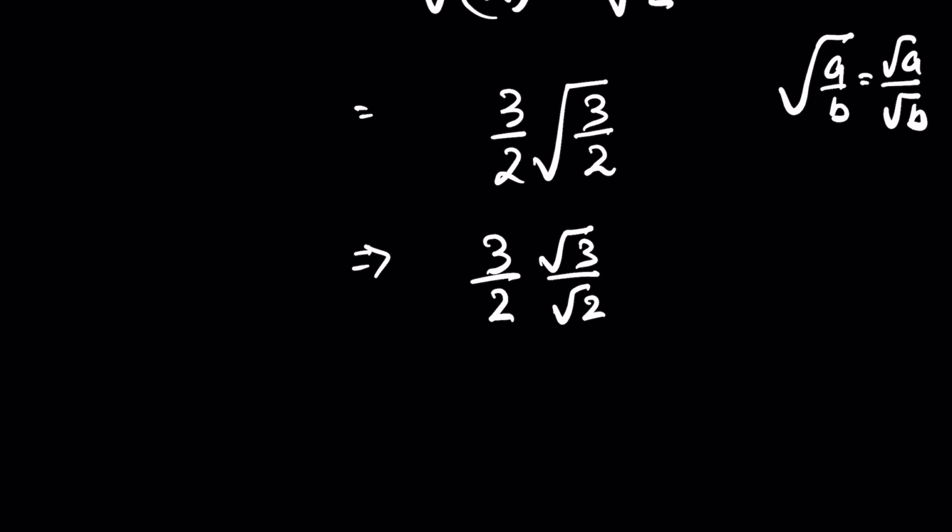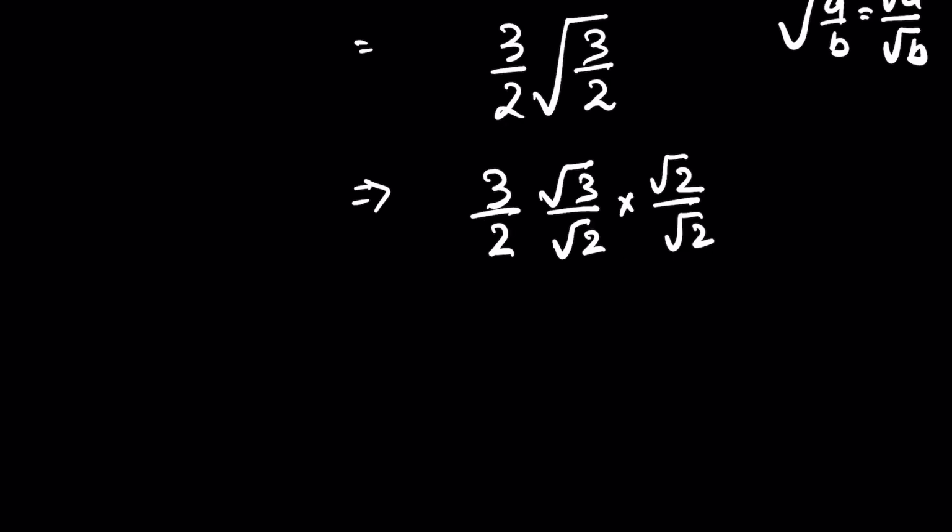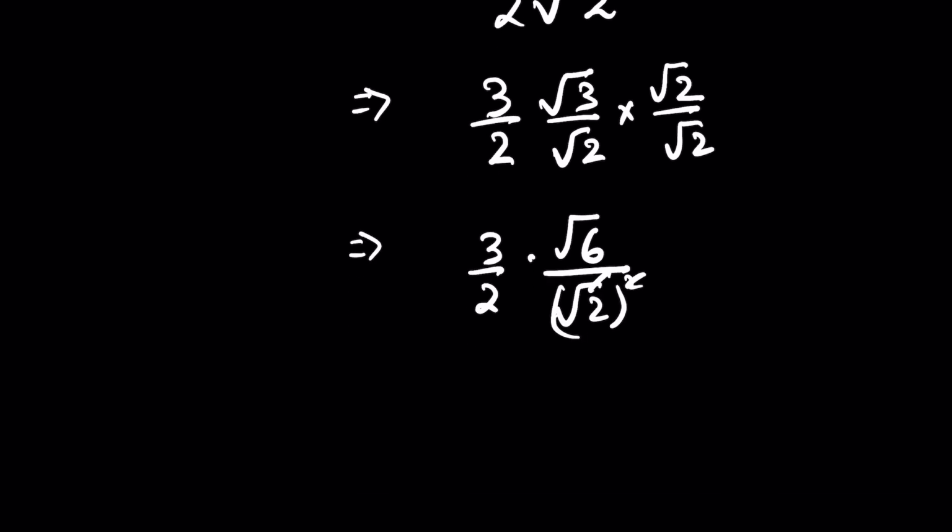Now to remove the square root from the denominator, we multiply and divide by square root of 2 so that it becomes a real number. For that, in the denominator there should not be any radical. So 3/2 times square root of 3 times square root of 2 is square root of 6, and square root of 2 squared, we can remove this square root with this square. So it is 3 times square root of 6 upon 2 times 2.